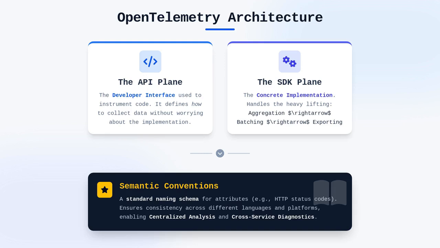This consistency is essential when you move towards centralized analysis, as it guarantees that downstream systems can correctly parse and correlate data from disparate sources. Without these conventions, the data would remain fragmented, making it impossible to perform effective cross-service diagnostics.